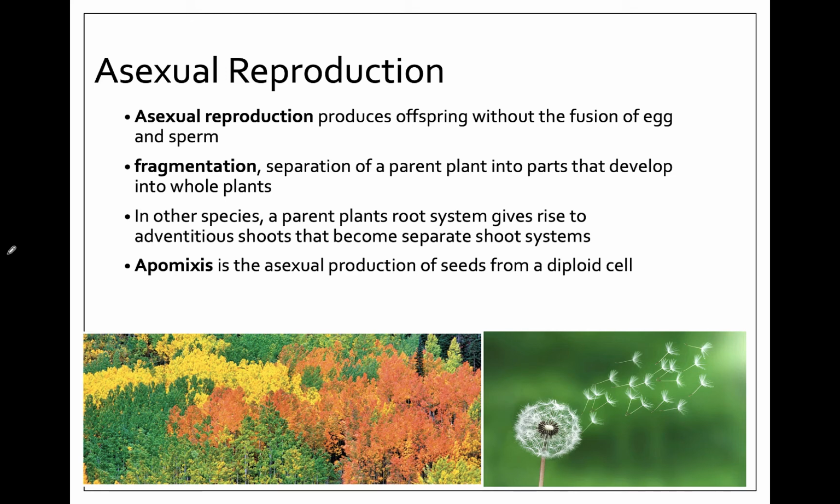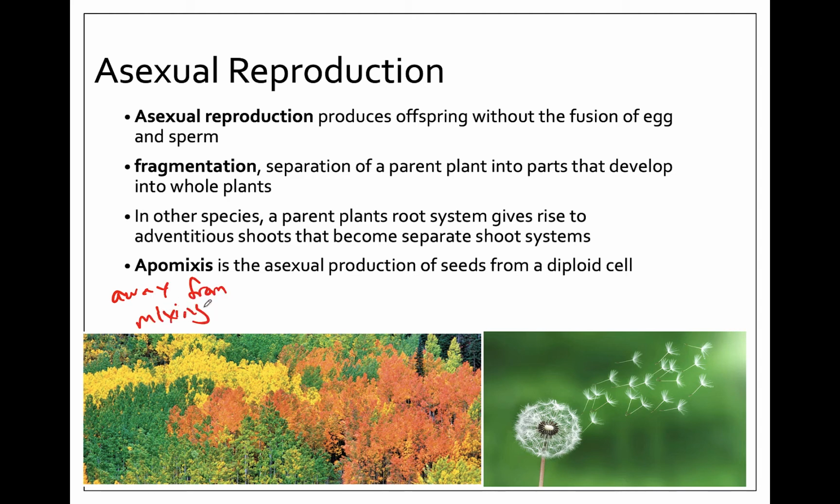Adventitious shoots: you can see the aspen trees down here. The trees that are the same color are actually clones of each other. That's one individual. The roots grow sideways under the ground and then shoot up into new tree branches that become individual tree trunks.